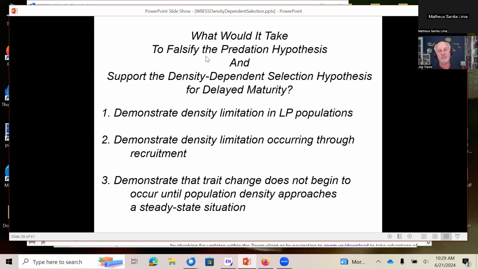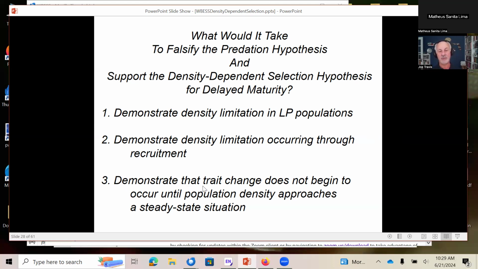Well, what would it take to falsify the predation hypothesis and support the density dependent selection hypothesis for delayed maturity? Theory tells us we need to do three things. First, demonstrate that there's density limitation in our low predation populations. Second, demonstrate that the density limitation occurs through recruitment, some combination of adult female fecundity and juvenile survival. If density limitation was occurring through adult survival, that would not select for delayed maturity. I don't want to go into the theory, but I will just tell you that's the result. So we have to show that it's recruitment, not survival.